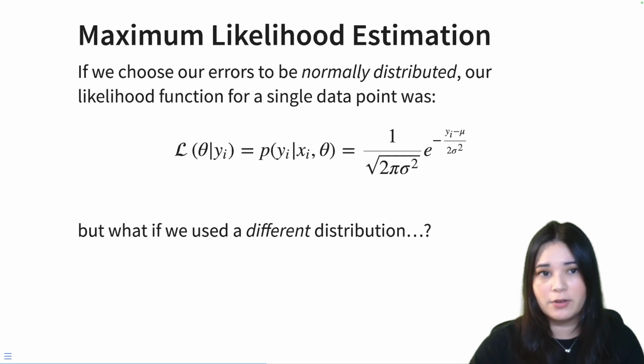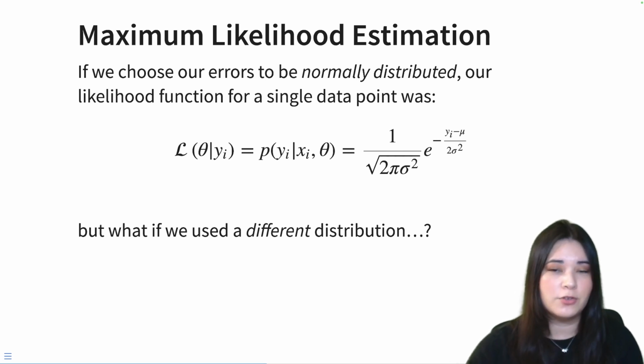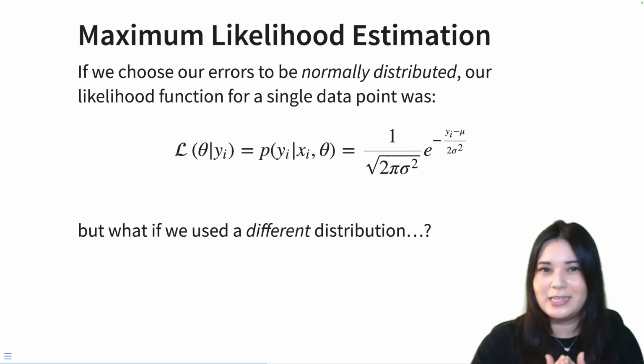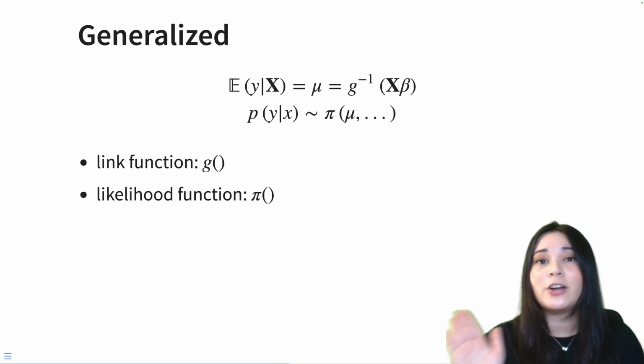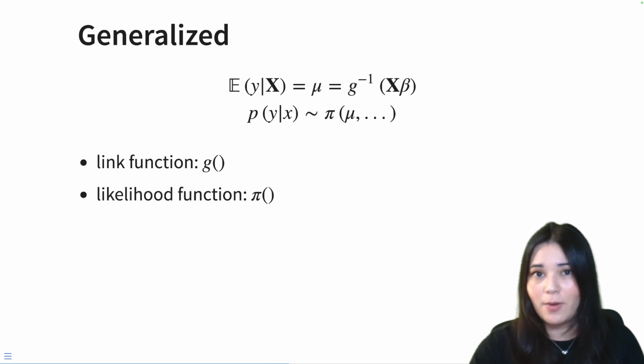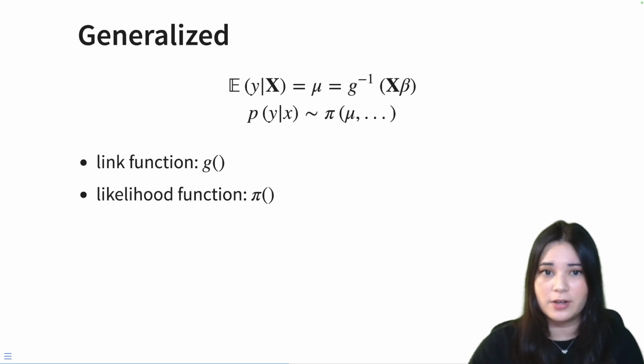Now, for a simple linear regression, we chose for our errors to be normally distributed. So our likelihood function for a single data point was just a normal distribution. But what if we didn't have to use a normal distribution? And this is where the generalized part of generalized linear models comes in. In a generalized linear model, no pun intended, we're going to generalize what we just learned about linear regression so that we can model a lot of other different types of variables.